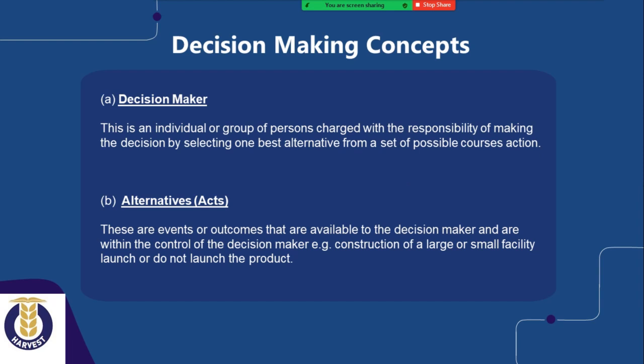Then the other concept are the alternatives. And here we are saying these are events or outcomes that are available to the decision maker and are within the control of the decision maker. For example, construction of a large or small facility, launch or do not launch a product, and so on. So these could be alternatives, but they are within your own control.